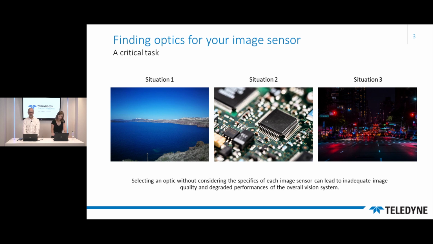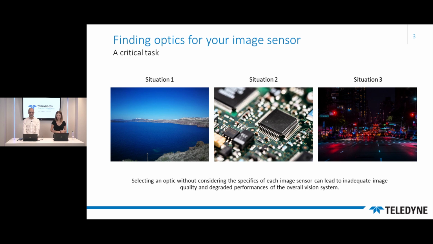In the middle picture, situation 2, you can see that part of the image is blurred. So a typical PCB inspection system will not be able to analyze and inspect all the components on this image. And finally, on the third image on the right, you can see that the image is pretty dark.